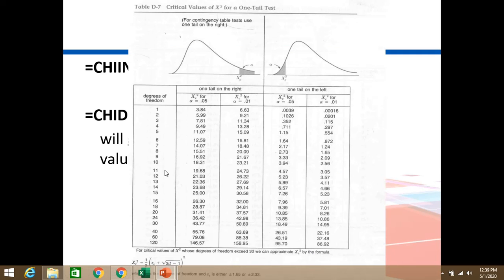So this is the chi-square table. Right now we are looking at the one-tail test, one tail to the right, and this is if alpha is 0.05 and the respective degrees of freedom. So you will calculate this chi-square critical from here. For example, if your degrees of freedom are 5 and your alpha is 0.05, your chi-square should be 11.07. If your alpha is 0.01, it should be 15.09. If you are checking it for the left tail, it is 1.15 here and 0.554 here for alpha at 0.01.